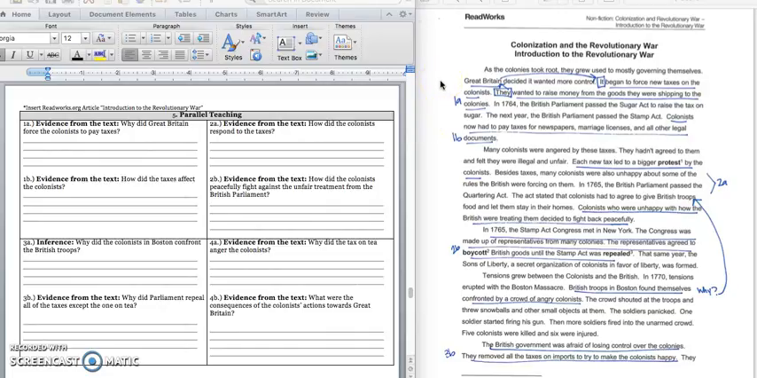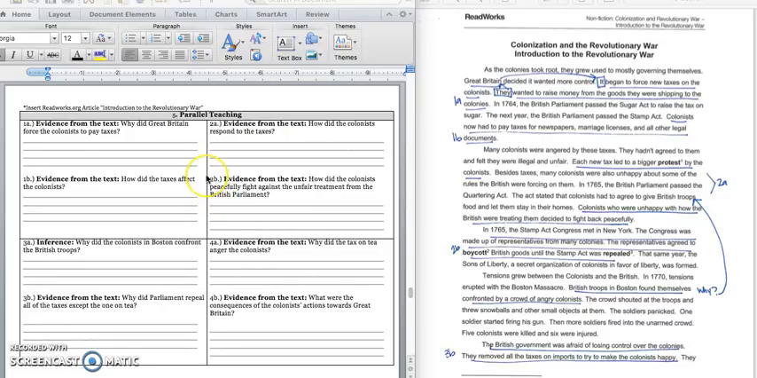As the colonists took root, they grew used to mostly governing themselves. Great Britain decided it wanted more control. It, or Great Britain, began to force new taxes on the colonists. They wanted to raise money from the goods they were shipping to the colonies. In 1764, the British Parliament passed the Sugar Act to raise tax on sugar. The next year, the British Parliament passed the Stamp Act. Colonists now had to pay taxes for newspapers, marriage licenses, and all other legal documents.